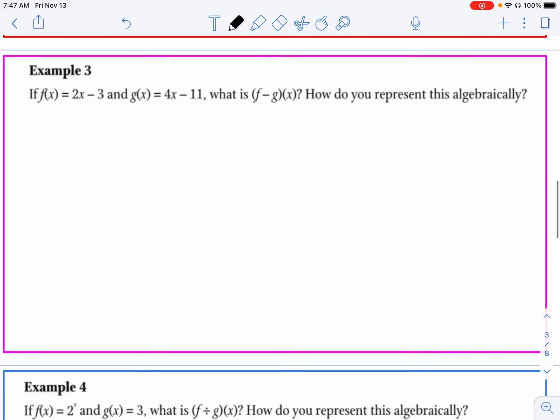If you look at example 3, it says f of x equals 2x minus 3 and g of x equals 4x minus 11. What is f minus g of x, and how would you represent this algebraically? So if I now want to subtract the two functions, you just have to be very careful with subtraction, because I'm going to take f of x and I'm going to subtract the entire function of g of x. So f of x was 2x minus 3.